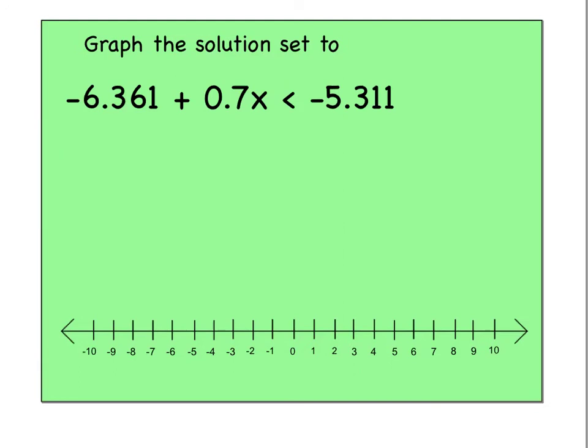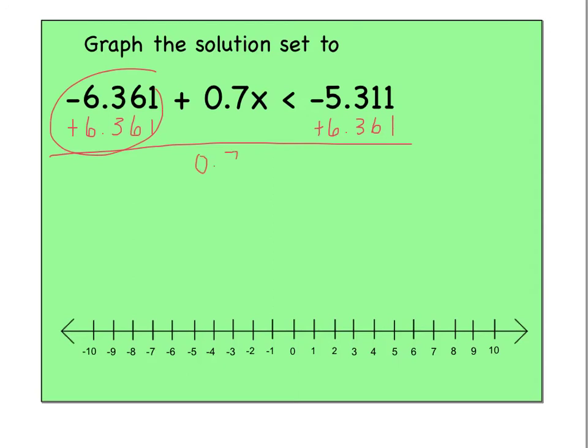The next one we get into decimals. We still have to follow the same rules that we always have with solving two-step equations. So the first thing I want to get rid of is this 6.361, so I'm going to add that to each side. So we end up with 0.7x is less than, now since they're different signs we're going to end up subtracting.